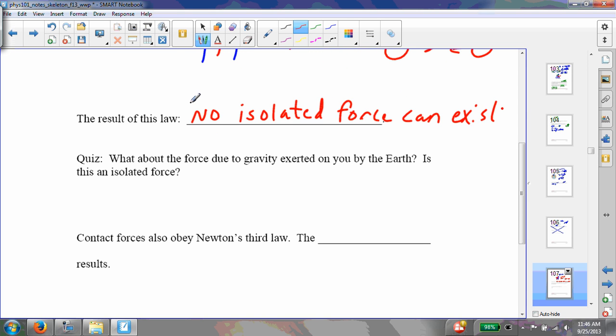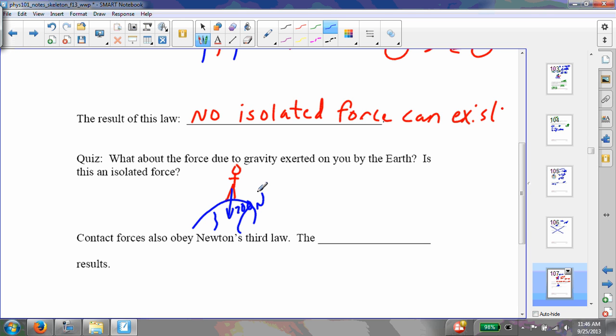All right, so what about the force due to gravity exerted on you by the Earth? Is this an isolated force? So, you know, I'm standing here on top of the Earth, and I feel a force that's pushing down on me of about, say, 700 newtons or so. Is that an isolated force?